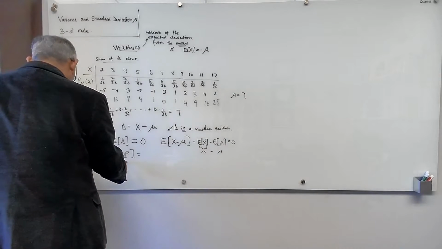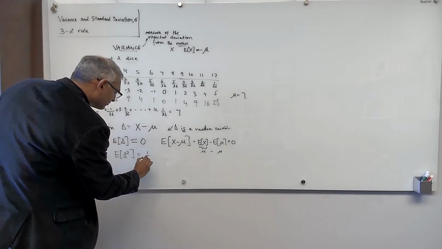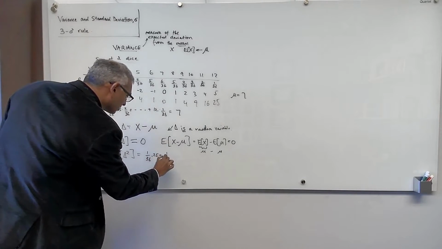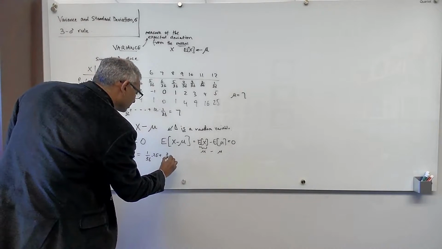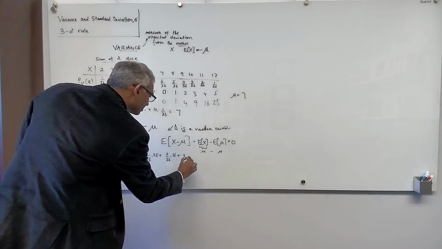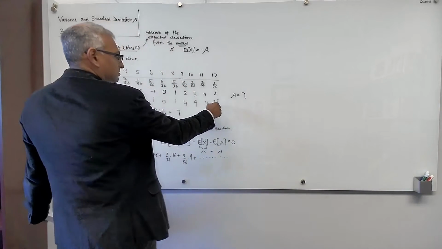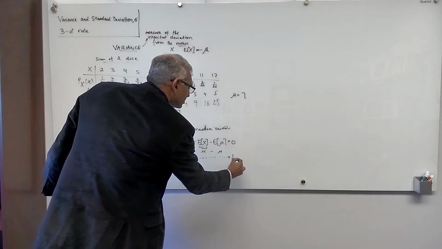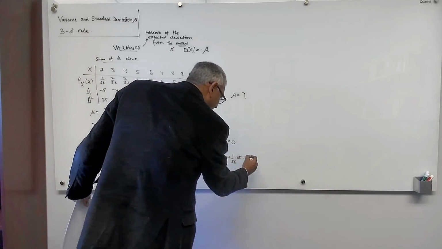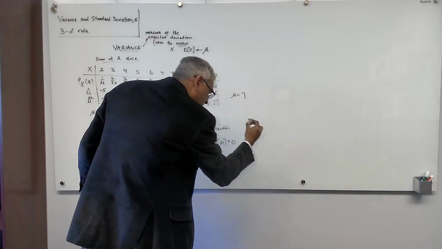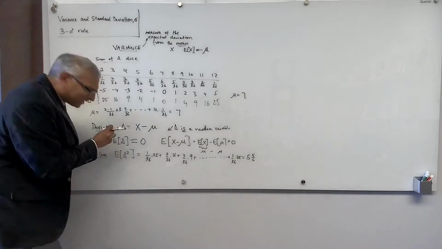So the expected value of the deviations squared is 1 over 36 times 25, plus 2 over 36 times 16, plus 3 over 36 times 9, and so on. And the last term here will be plus 1 over 36 times 25. And that is exactly 5 and 5/6. So if you paused the video and got 5 and 5/6, fantastic! You know how to compute expected values, even of complicated random variables.